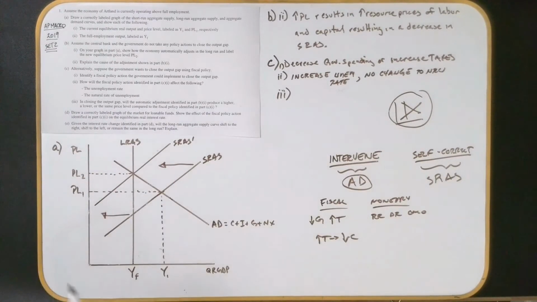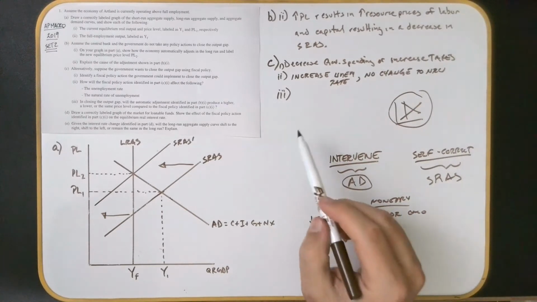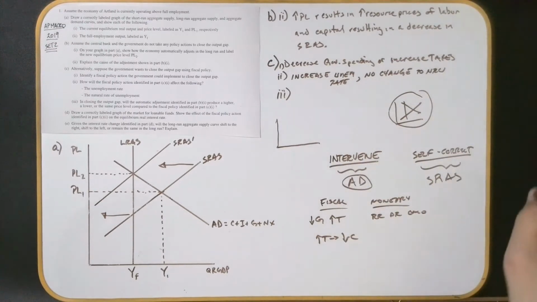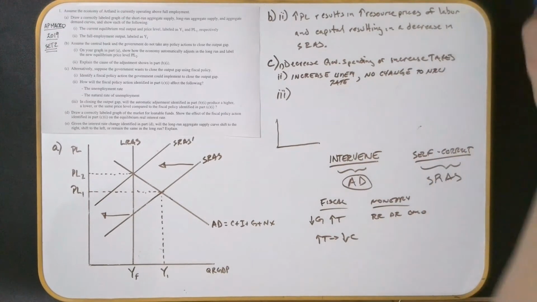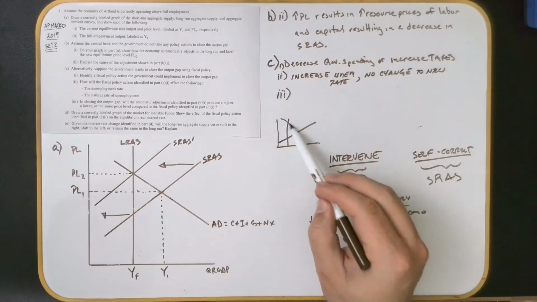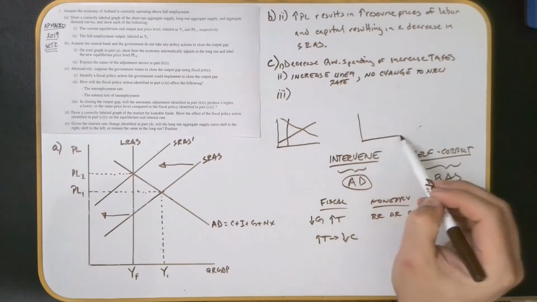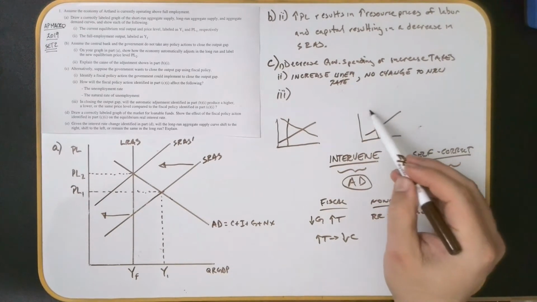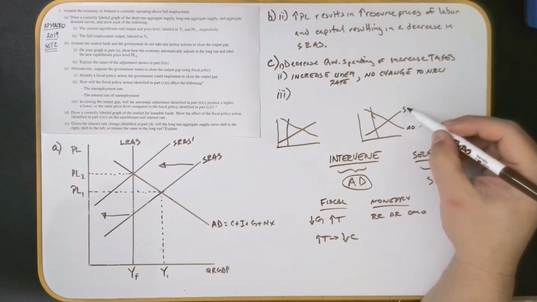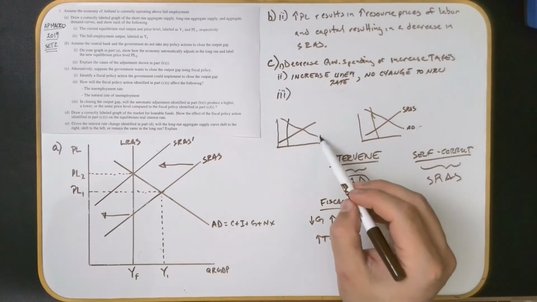Okay, so now we are at 3. 3 says, in closing the output gap, will automatic adjustment identified in part B1 produce a higher, lower, or same price level? Really good question. So let's go ahead. I'll make a little sketch right here. Okay, and we'll contrast these two. This is not going to be a super detailed sketch, but it's important to address this. So here is the difference in the approaches here. So I'm going to draw two situations where we have an economy in an inflationary gap. Okay, so the question is, what happens as we fix these?